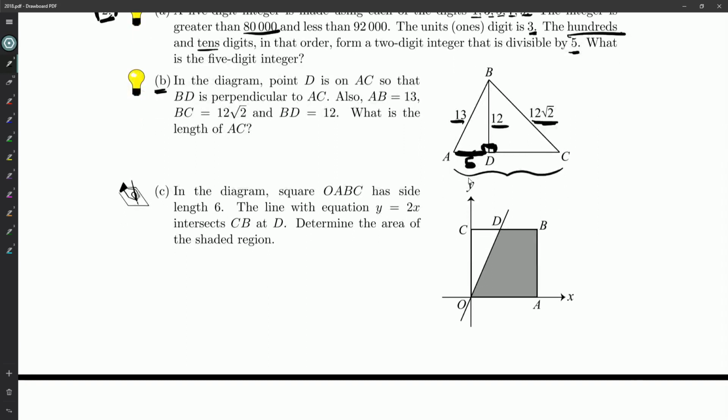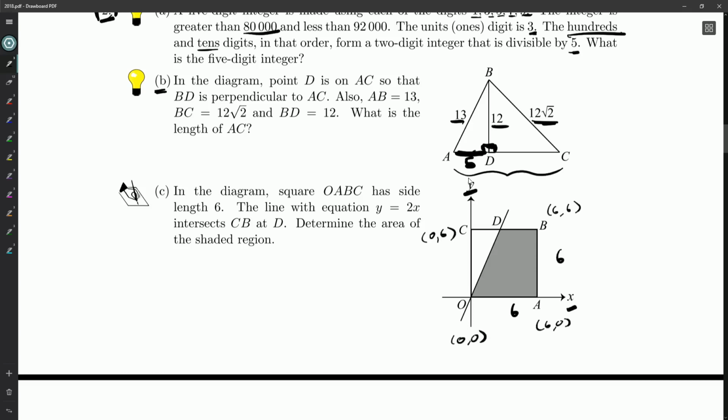In the diagram, square OABC has side length 6. Okay, it's a square, so 6 here and 6 here, I guess. Now, I'm already seeing x and y axes, so I'm going to go ahead and add the coordinates here. So this will be (0, 6), and this will be (6, 0), and (0, 0). Okay, the line with equation y equals 2x intersects CB at D. Determine the area of the shaded region.